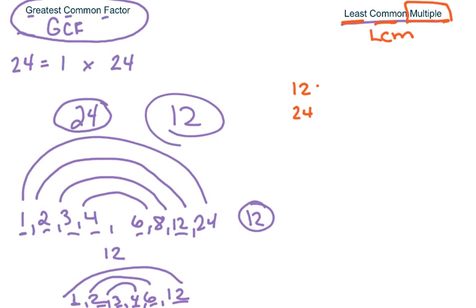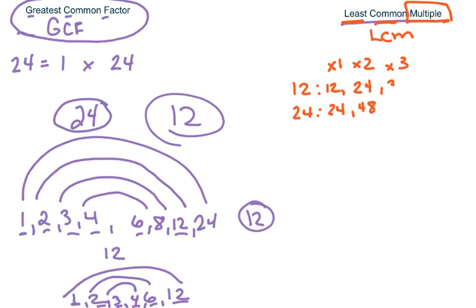Here, I would start to list my multiples by thinking, okay, what is 12 times 1? Well, my first multiple would be 12, and of course, 24 times 1 would be 24. Then, my next one, I'm going to say, okay, what's 12 times 2? 24. And 24 times 2, I'd get 48. Then I would keep going. What is 12 times 3?